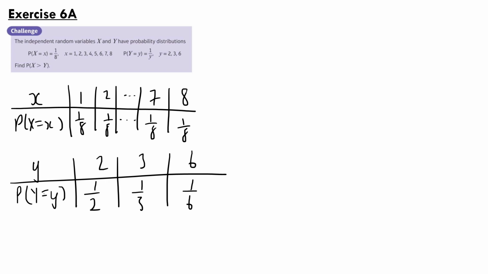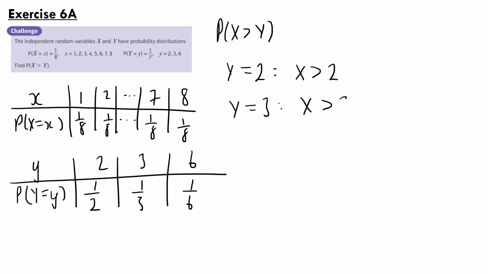Okay, and we've been asked to find the probability that X is greater than Y. And for this, we can consider the separate values of Y. So for y equals 2, that means that x must be greater than 2. And for y equals 3, we know that x must be greater than 3. And for y equals 6, that means x must be greater than 6.